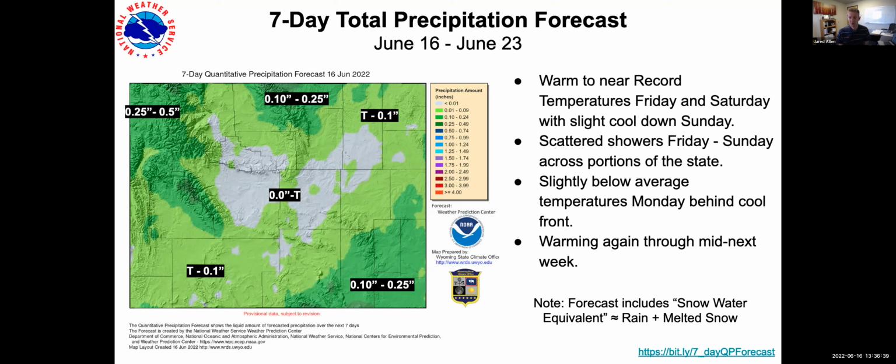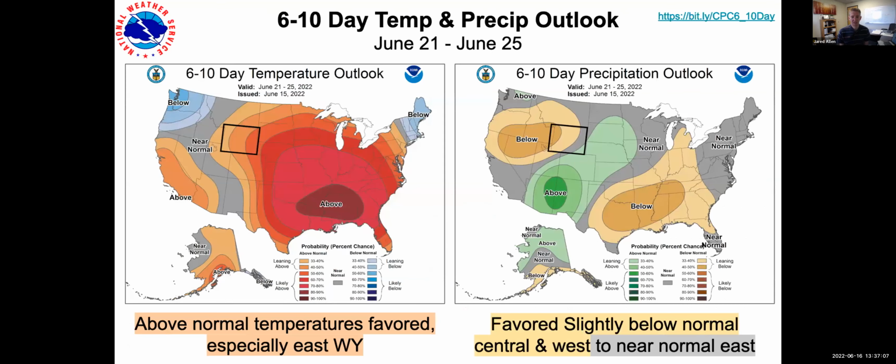Again, those are the scattered showers and thunderstorms that we're going to be looking at Friday through Sunday across portions of the state, mainly focused in the corners and up in the Bighorn areas. Once we go into Monday, looking at slightly below average temperatures behind a Pacific cold front that comes through. But then it looks like we'll be warming up again going into mid next week and late next week. So we'll get a short reprieve Monday, partially into Tuesday, but mid next week warming up again. So if you want to go ahead to the next slide, that'd be great.